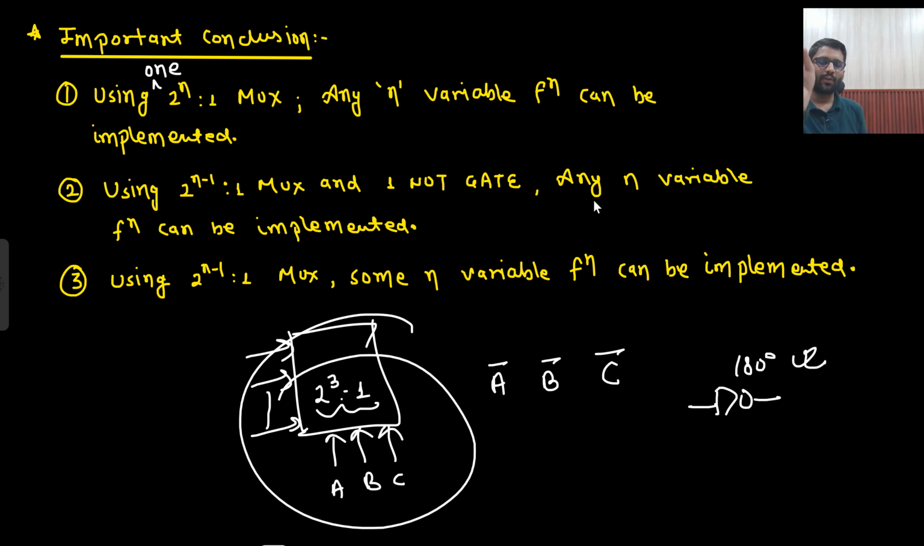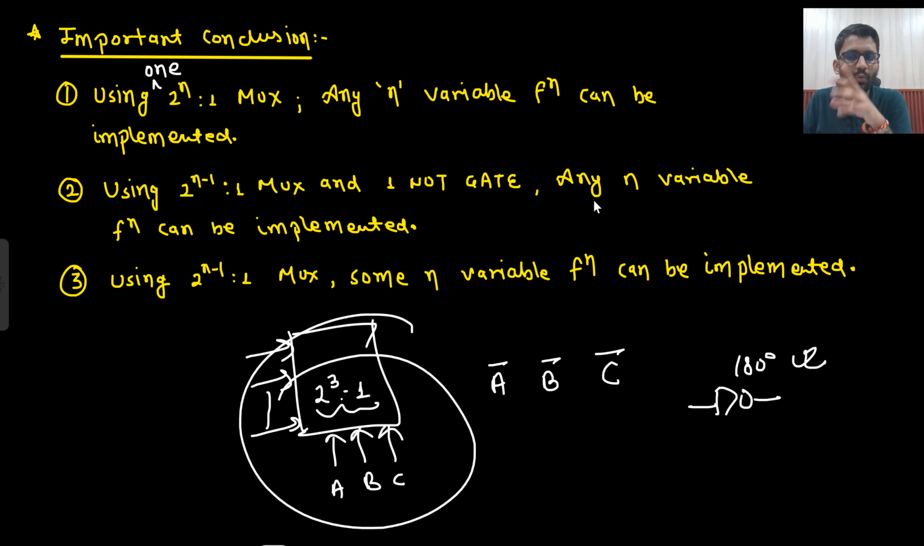Okay, you are having a 2 to the power n cross 1 mux. That means you are having n select lines. And if you are having n select lines, it can give you the bar of n variables. You are having n select lines, so it can give you the bar of n variables. So you can make any n variable function, right?